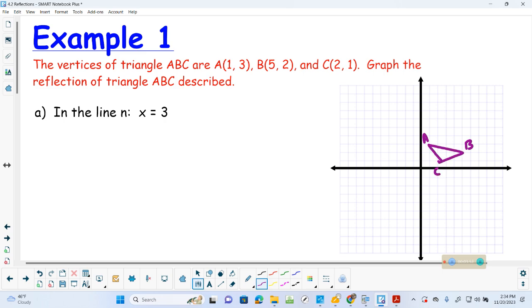Got it. Let me give you a sec to plot that. Now, here is a throwback to chapter 3. Ooh, that's been a while. What type of special line is x equals 3, horizontal or vertical?